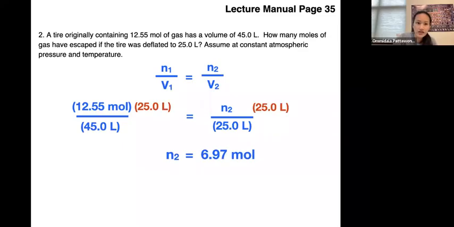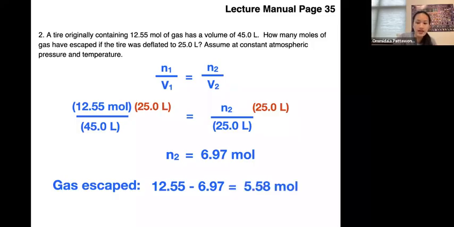Is this my final answer? The answer is no, because it's asking you for how many moles of gas have escaped, as the tire deflated. In this case, this is the amount of moles that is left. Therefore, you will need to obtain how many moles of gas escaped by subtracting from the original number of moles. Okay, so you're going to get 5.58 moles. So that would be your final answer.